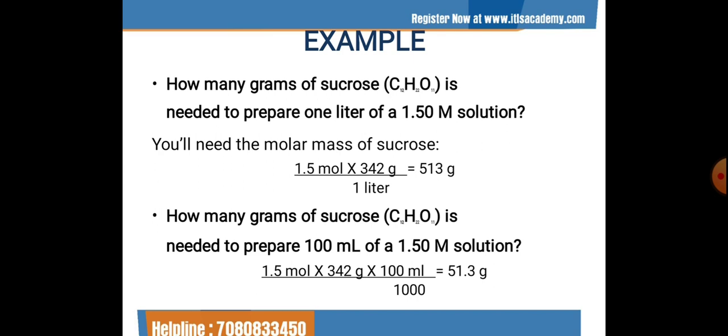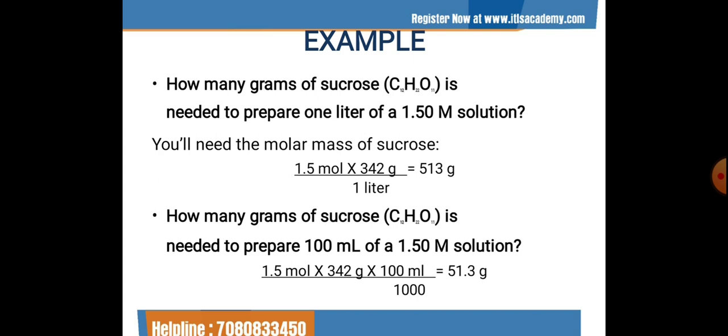So the formula will be the same. What you have to do is take the 100 ml and multiply it in. Simply put the formula as I've told you: weight is equal to molecular weight into moles into given quantity upon 1000.